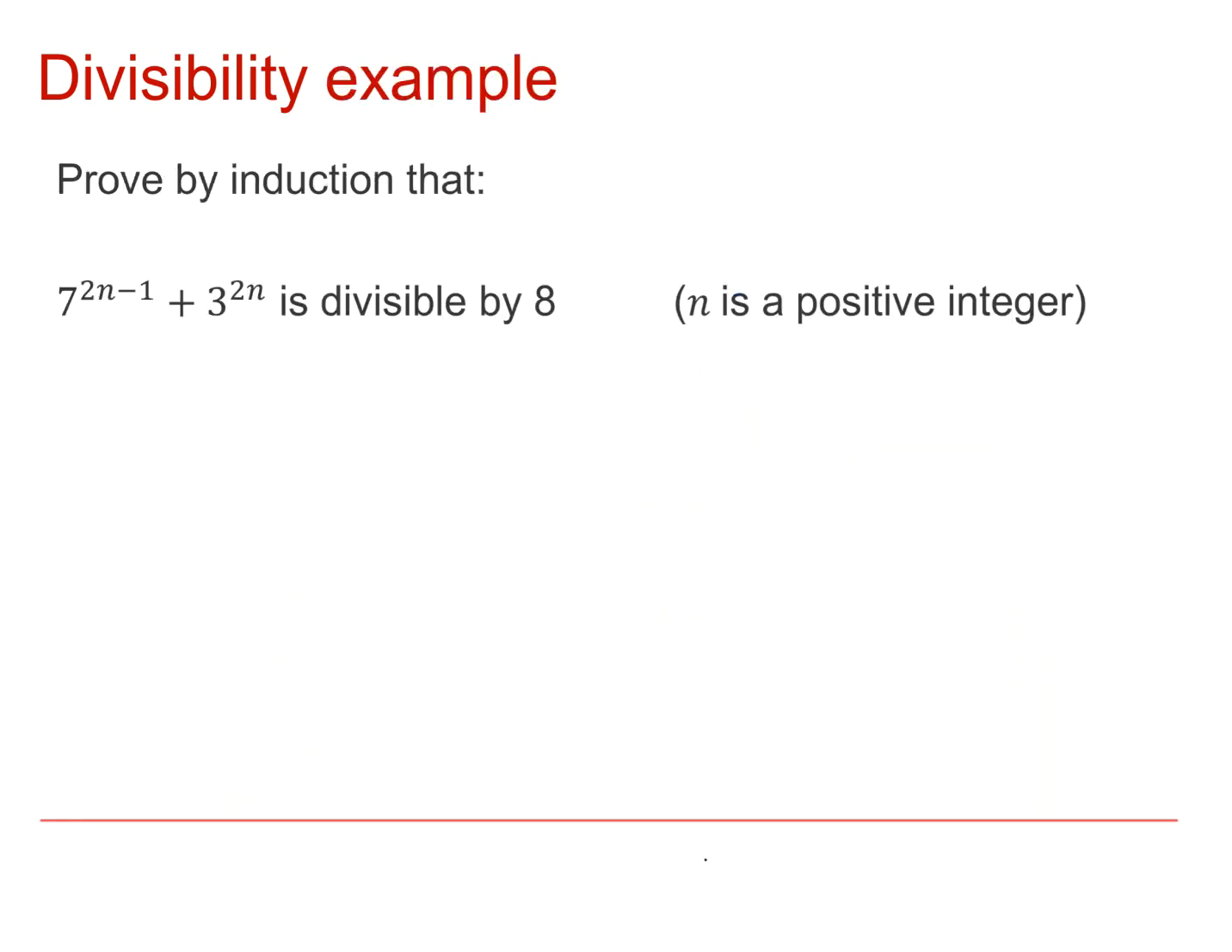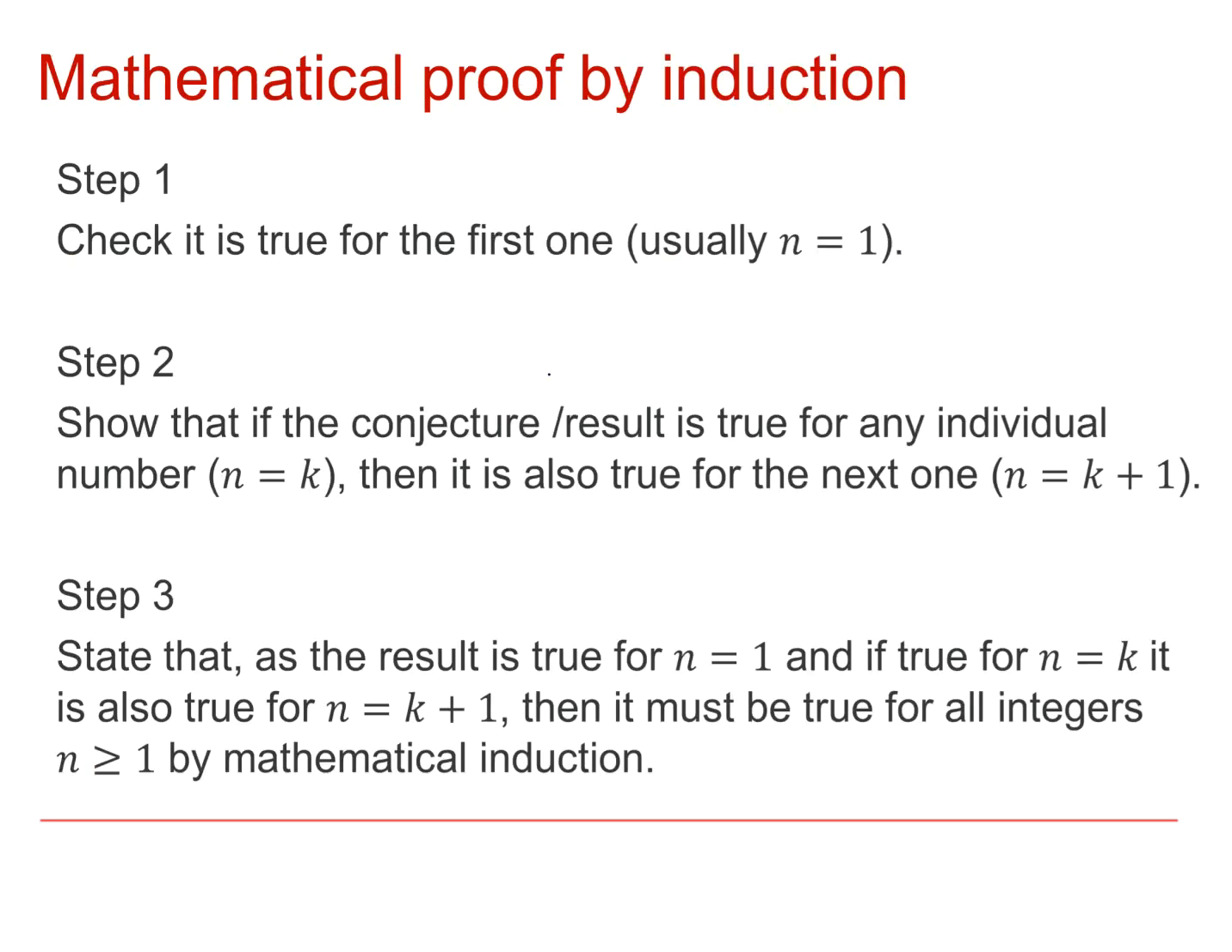OK, let's look at an example of proving divisibility by induction. Here we're asked to prove that this expression is divisible by 8 when n is a positive integer. Remember the 3 steps for a proof by induction. Check it's true for the first one, which in this case is n equals 1. Then show that if the result is true for a particular number n equals k, then it's also true for the next one, k plus 1. And then write our conclusion clearly.